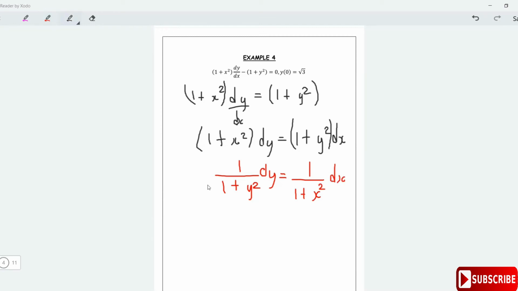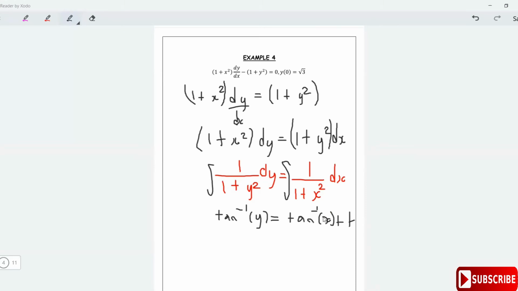So if this is the case, we can then integrate both sides. Integrating both sides, the integral of 1 over 1 plus y squared works out to be tan inverse of y, and that equals tan inverse of x, plus our constant k. Generally, what they ask you to do is to write the solution in terms of y.